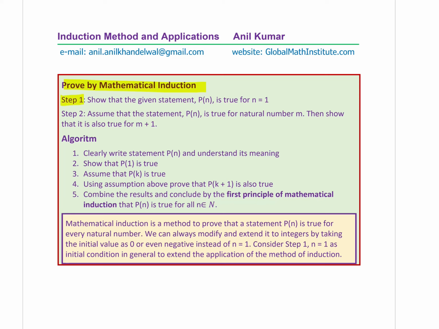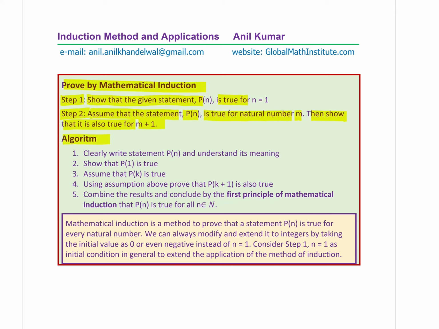Well, step number 1 is to show that the given statement P of n is true for n equals 1. And step number 2 is to assume that the statement P of n is true for a natural number m, then show that it is true for m plus 1, right? So we assume that it is true for one natural number somewhere in between the range, and then we have to prove, using that information, that the next n value also works.